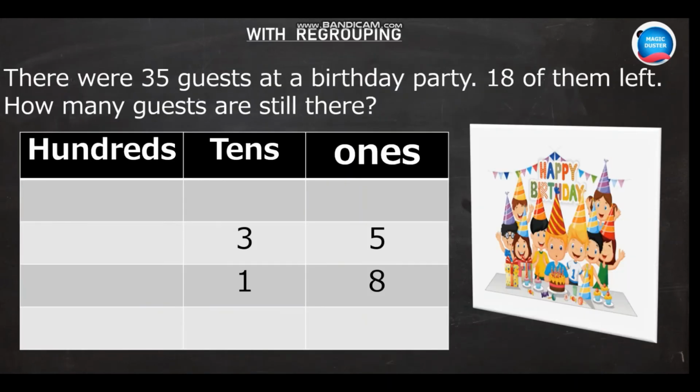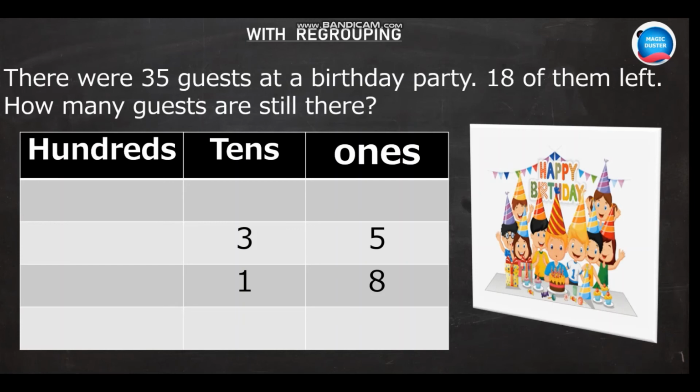Now the second type, with regrouping. There were 35 guests at the birthday party. 18 of them left. How many guests are still there? Yes, to find out again I should do the subtraction. And remember, when you are going to do the subtraction, write the larger number above and the smaller number below. Not only in subtraction, in all operations, you can follow the same thing. It will help you to find the answer easily.